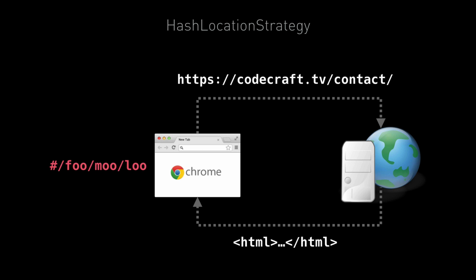then the browser makes a GET request to CodecraftTV/contact only. The hash foo-moo-loo part of the URL is never ever sent to the server. If you were in fact to look at your logs on the server, you would never ever see a reference to the hash foo-moo-loo. It's only for the browser.